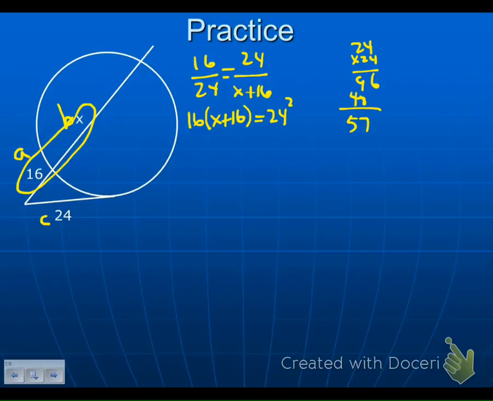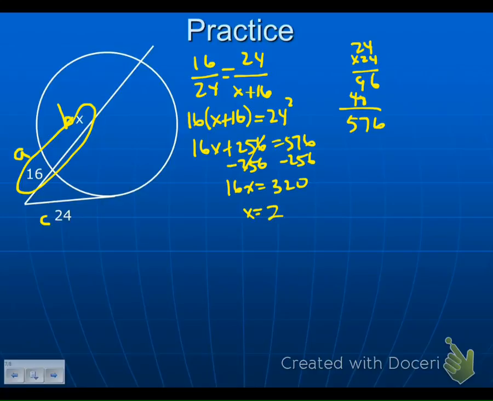So 576. All right, so 16x plus 256 equals 576. Let's subtract. This is an easy problem, right? We're just doing a 2-step equation. So solve your work. 16x equals 320. 16 does go into 32 twice. We have a leftover 0 remaining, so x equals a nice 20.